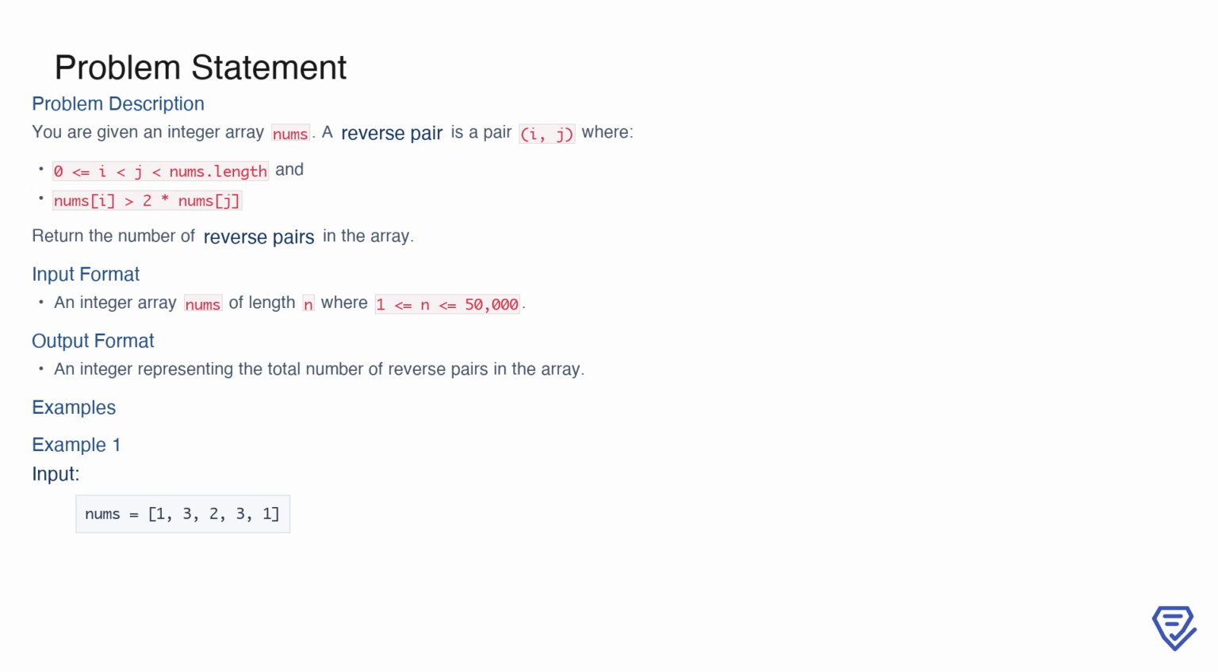satisfy this condition. The input format for the problem is straightforward. You'll be given an integer array nums with a length between 1 and 50,000. The output will be a single integer representing the total count of reverse pairs in the array. To help illustrate, let's take a look at some specific examples.